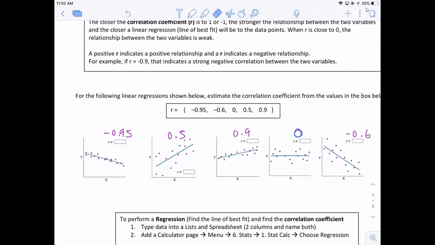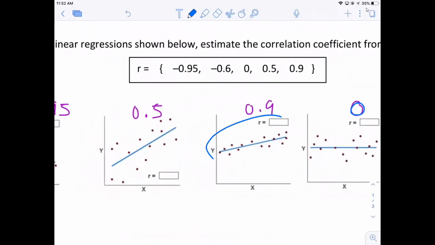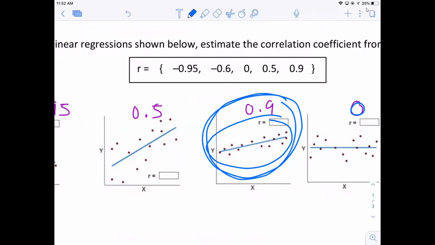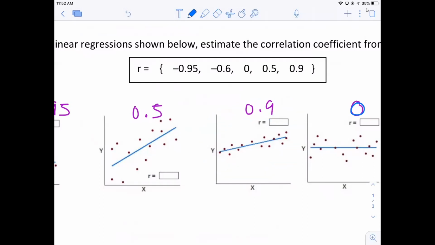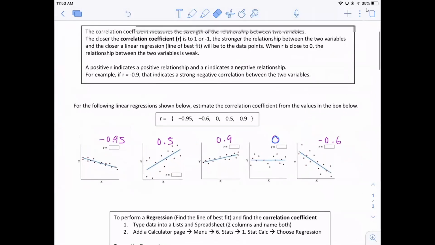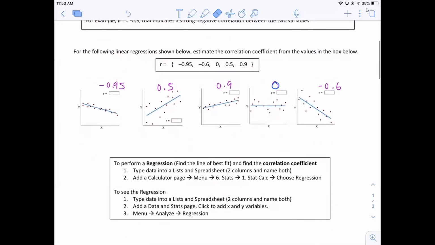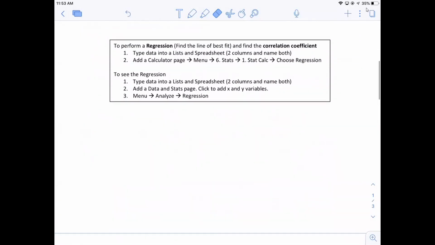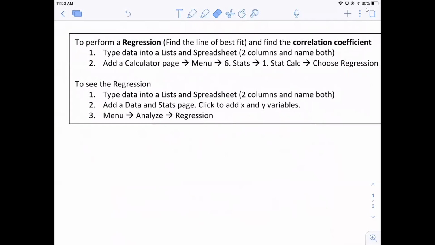So comparing these two, right? This one is a much stronger relationship, right? All of the dots are much closer to the line, which is why our number is 0.9. It's close to 1. Whereas over here, it's still a positive relationship between the two, but the dots are a lot more scattered from the line. So the line of best fit doesn't fit the data as well, right? And then same thing for the negative ones. Right, so that's the correlation coefficient. And again, here are the steps to get the correlation coefficient.